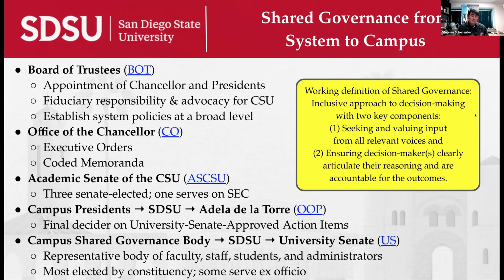The formal body is the University Senate. And I want to stress here, it's a University Senate. It is not a faculty Senate. We have representatives of faculty, staff, administrators, and students. So we are a very inclusive body, unlike some other shared governance structures. And that's something I'm particularly proud of and value here.